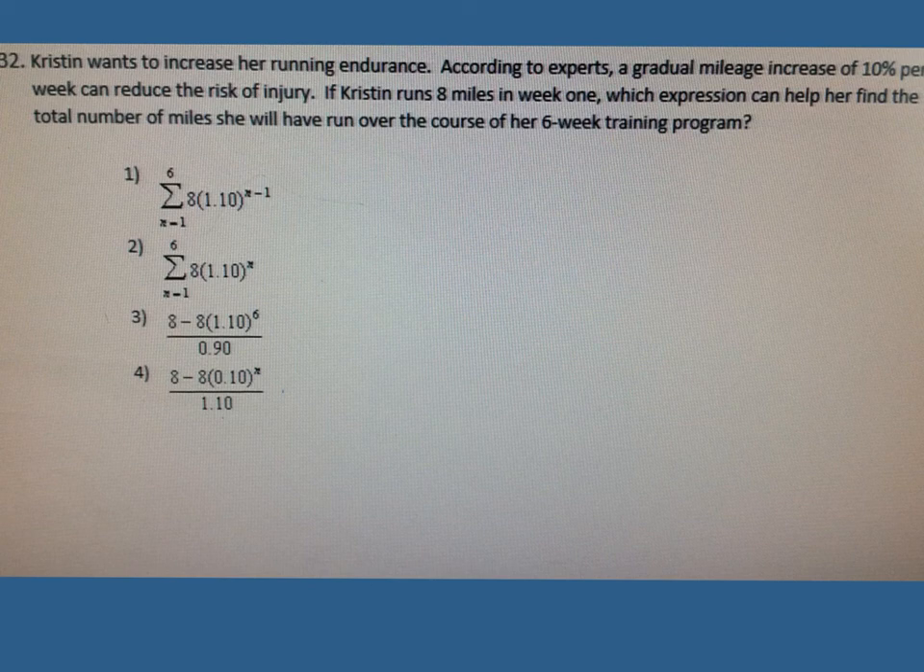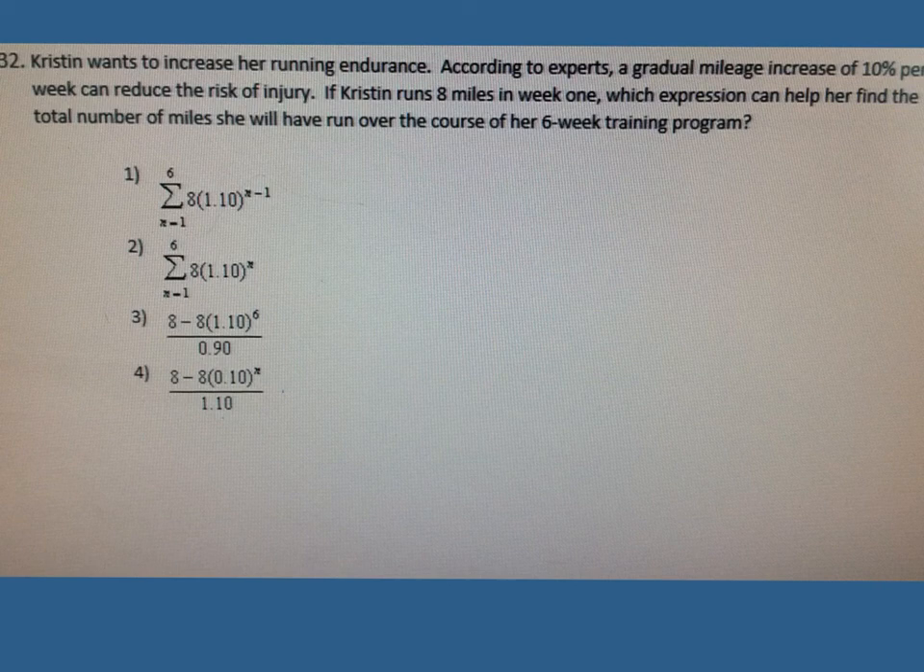All right, and finally, the last question in the packet. So Kristen wants to increase her running endurance. According to experts, a gradual mileage increase of 10% per week can reduce the risk of injury. If Kristen runs 8 miles in week 1, which expression can help her find the total number of miles she will have run over the course of her 6-week training program?